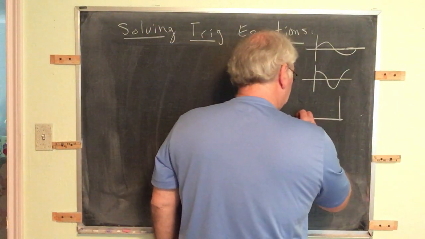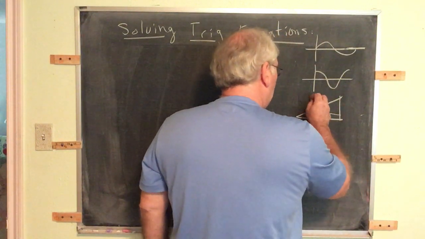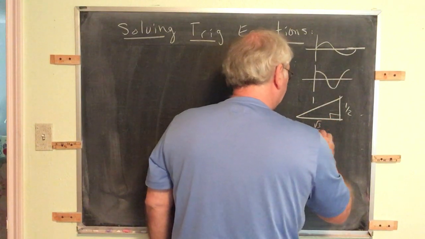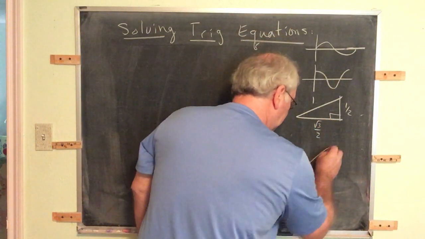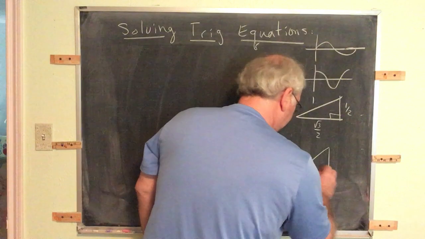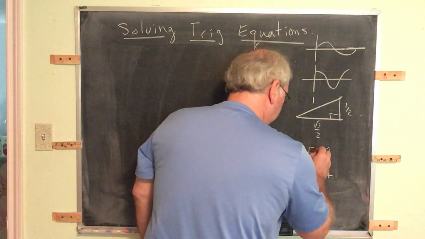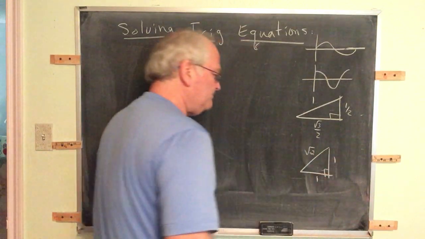The other two pieces we need to have in our mind are this is 1, this is 1/2, this is square root 3 over 2, and then this is the 45, 45, 90 triangle, and this is square root of 2, this is 1, this is 1.